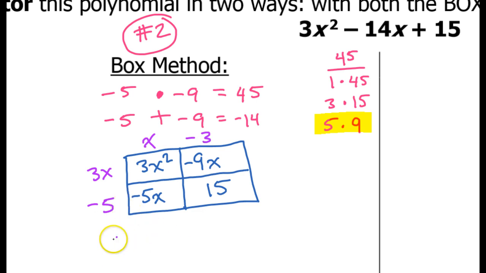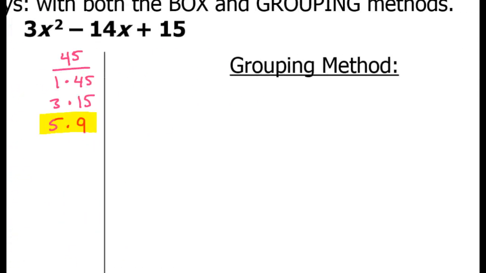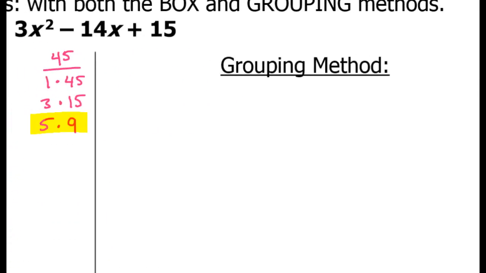So that will give us 3x minus 5 times x minus 3. Of course, we're getting those binomials from the left and the top. Since there was no GCF that we pulled out in the beginning, there's no number I need in the front, and this is the final answer for problem number 2. Well, box method. Okay, now let's jump over and do it by grouping.